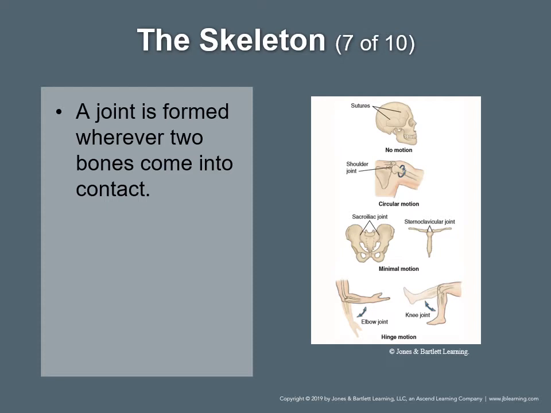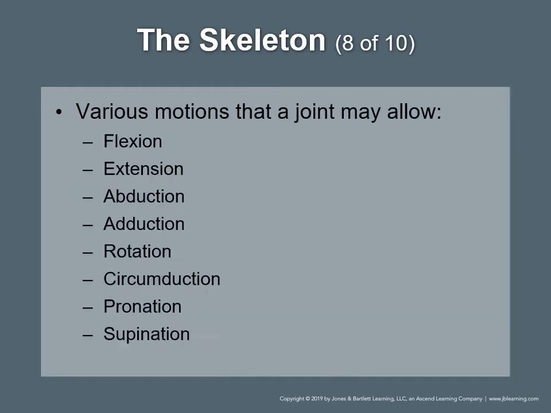A joint is formed wherever two bones come into contact, and those are the different types of joints there. The various motions that a joint may allow include flexion, extension, abduction, adduction, rotation, circumduction, pronation, and supination.